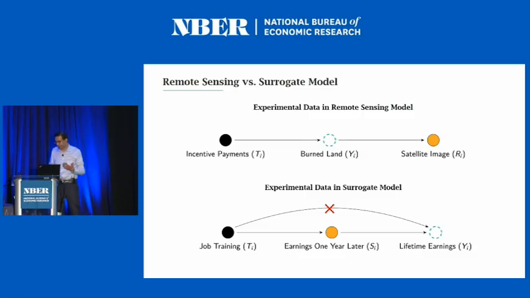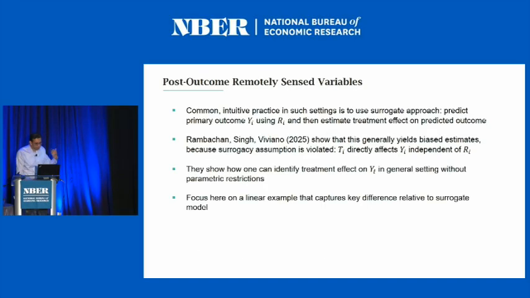And that seems quite natural in this context, right? It's not that the incentive payment to the farmer is directly affecting the satellite image and then having an impact on whether the land is burned. Obviously, it's the other way around. The incentive payment affects whether somebody burns their land, and then you may or may not pick that up with satellite imagery. Okay, so we can see why something may not work here. The surrogacy assumption is not satisfied. We knew we needed that before for the surrogate approach to work. So it seems plausible there's bias here.